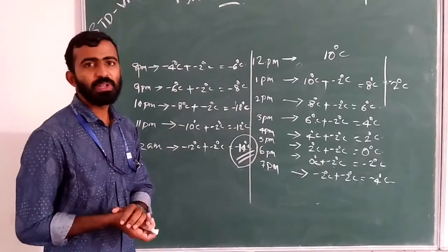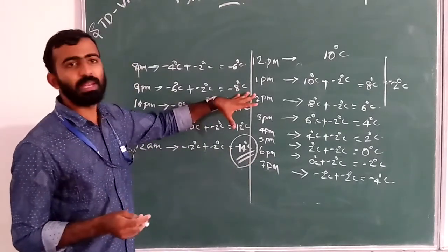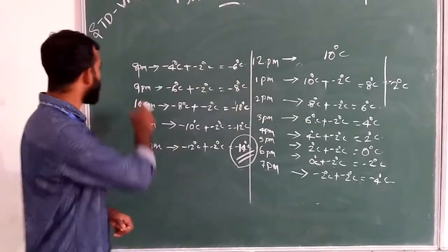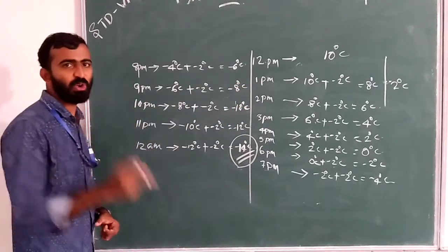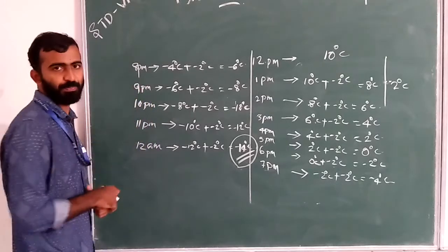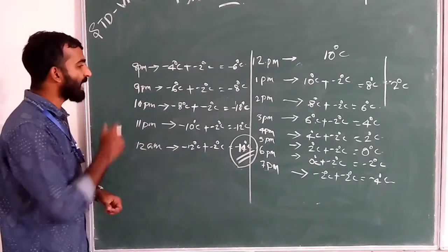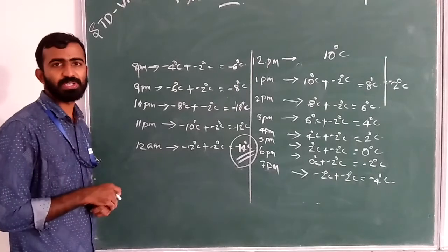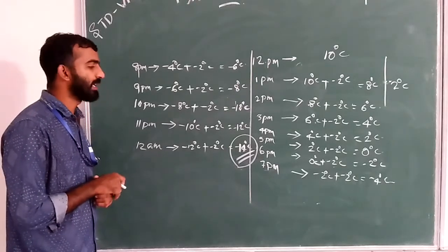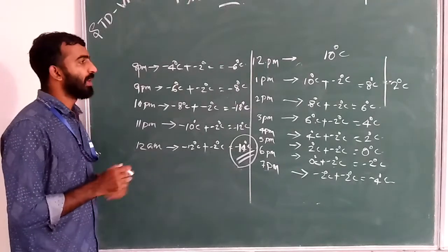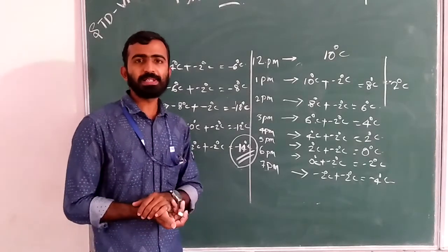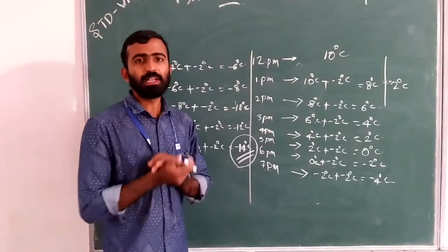Our first question is, what time is it 8 degrees below 0 degrees Celsius? The time is 9 p.m. The first answer of our question is 9 p.m. And the second answer of the question is negative 14 degrees Celsius. This is one method to find it.